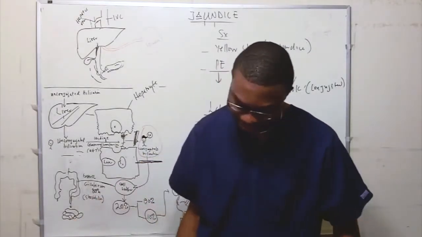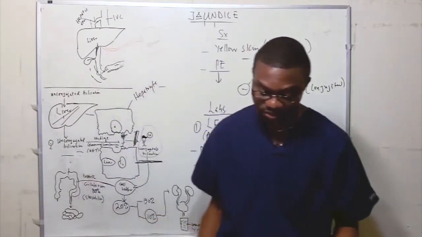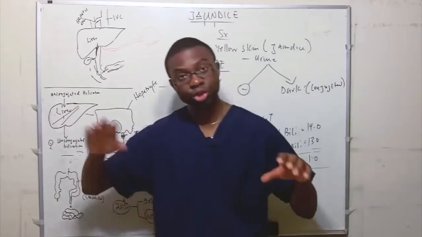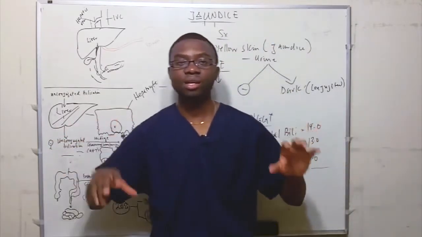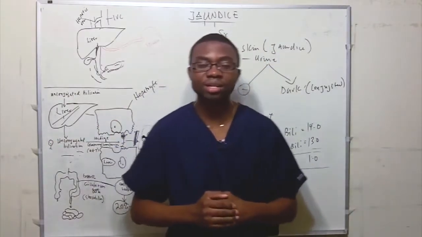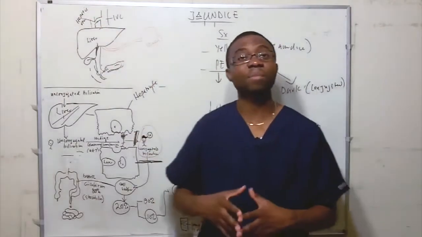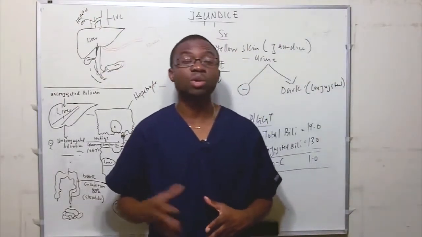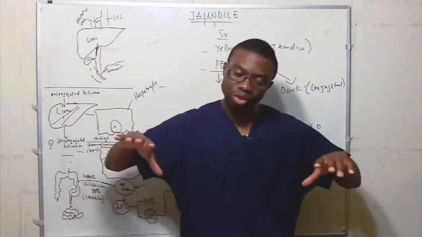All right? And basically, that's pretty much it, guys. That's how we work up jaundice. Once you know if it's conjugated or unconjugated, you're pretty much good to go. So in summary, just to summarize everything I've said in a few words, we talked about the pathophysiology of how bilirubin is made. We talked about the causes, right? We split it into two.